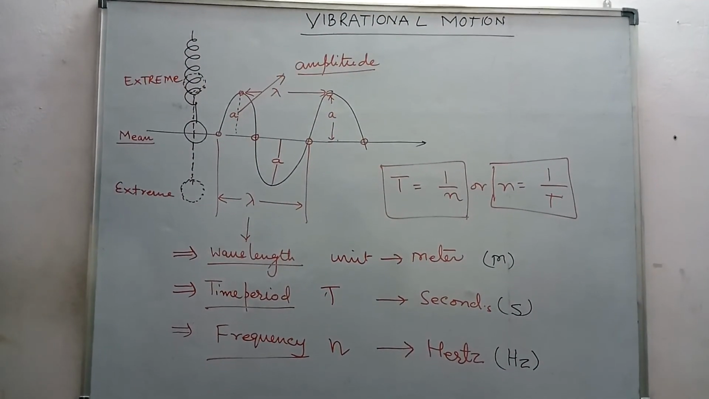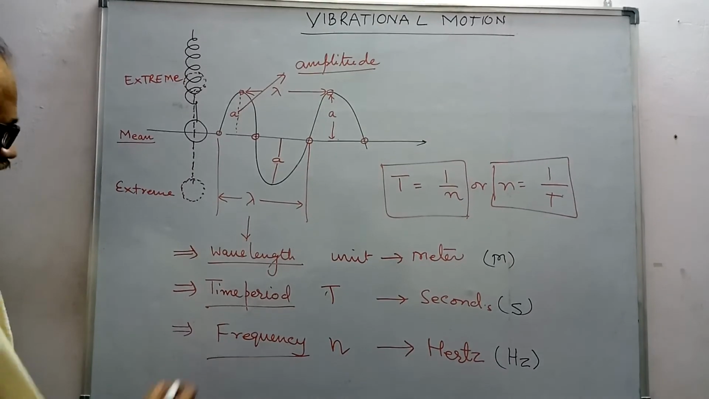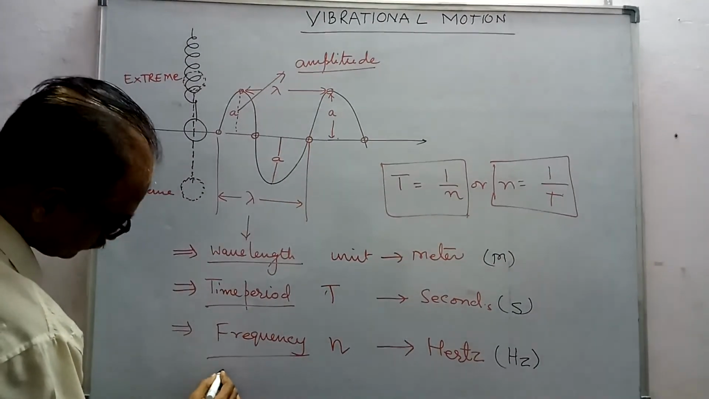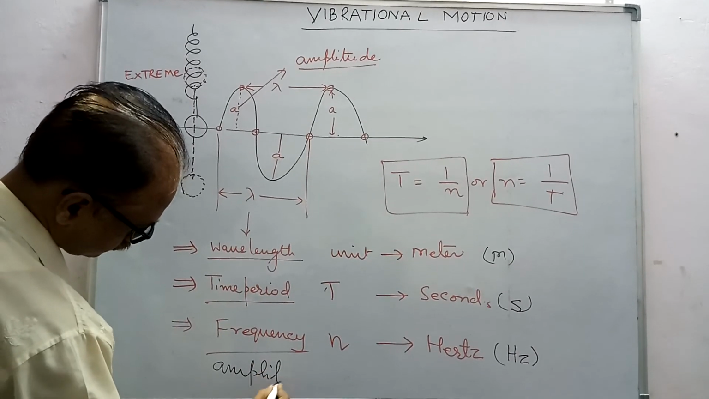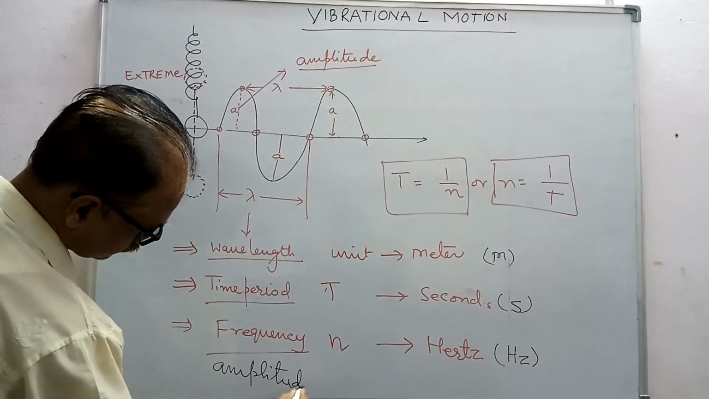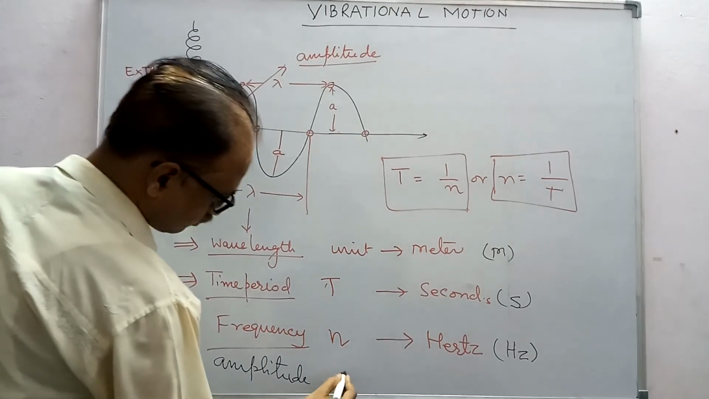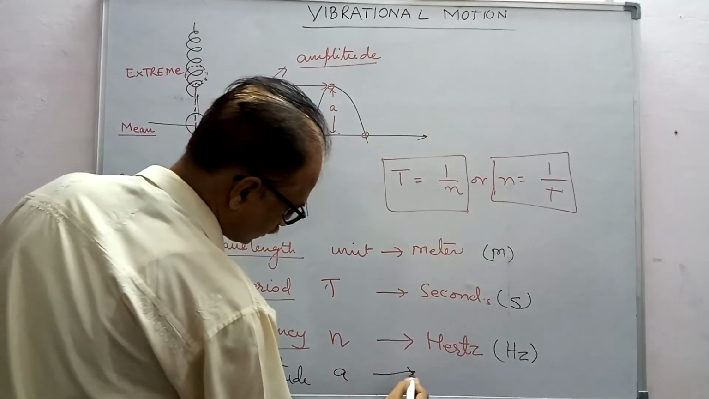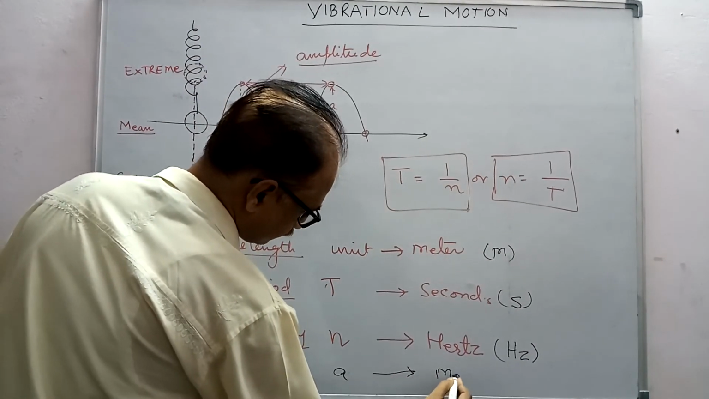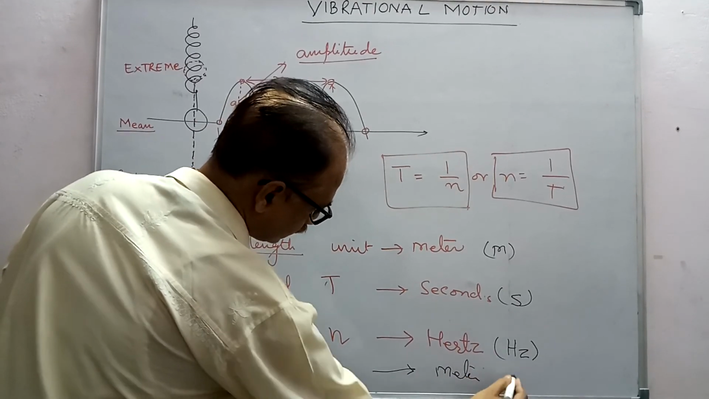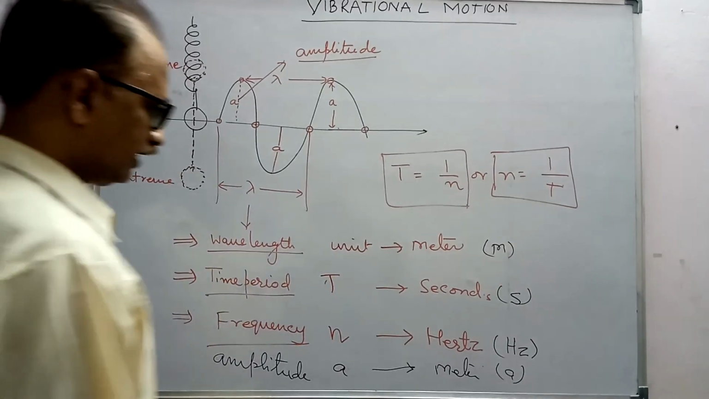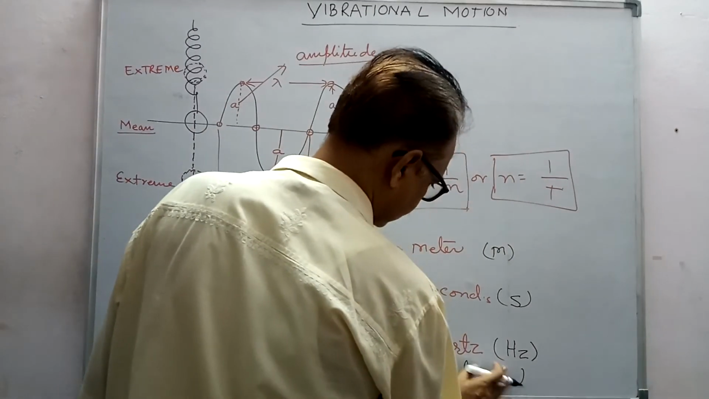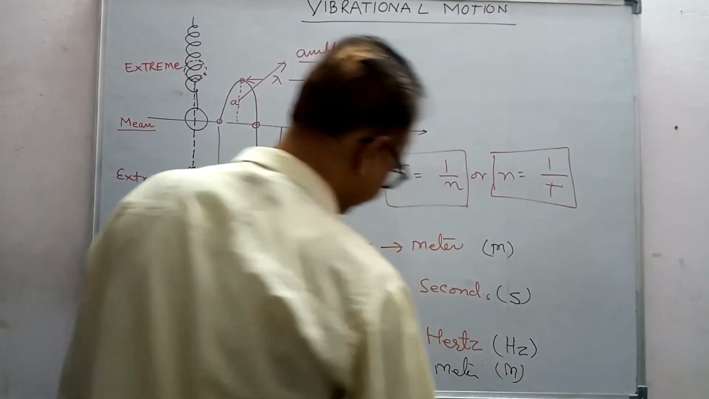Now, this is amplitude. It is represented by small a and its unit is meter. Meter is m.